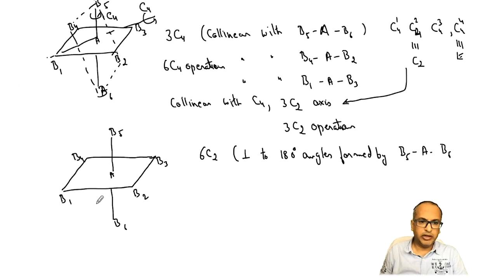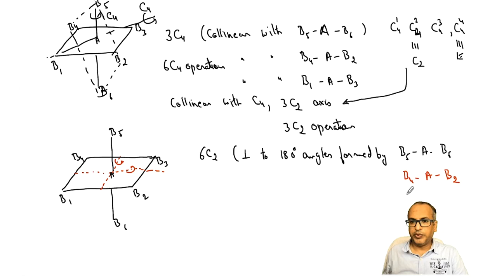Okay, now this perpendicular can be in 2 directions. So what you have is this axis and this axis, right? So you have an axis going through like this, and that will be a C2. Similarly, each of these will have 2 perpendiculars. So all of these will be perpendicular to these 3. So B4, A, B2, and third will be B1, A, B3. So perpendicular to B1, A, B3 will be passing through. If I'm drawing a line like this, it will be perpendicular to this one, right? So 6 C2s will be present.